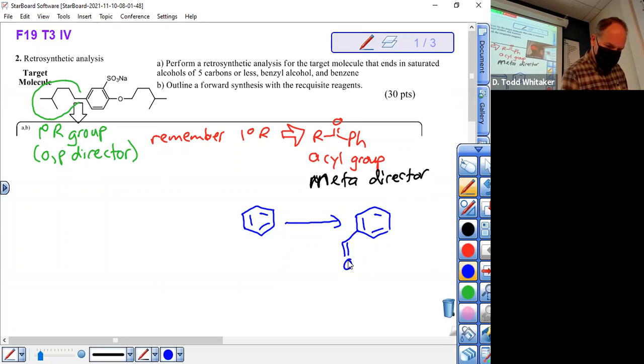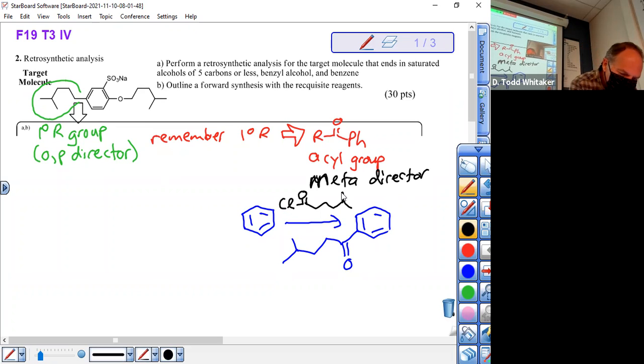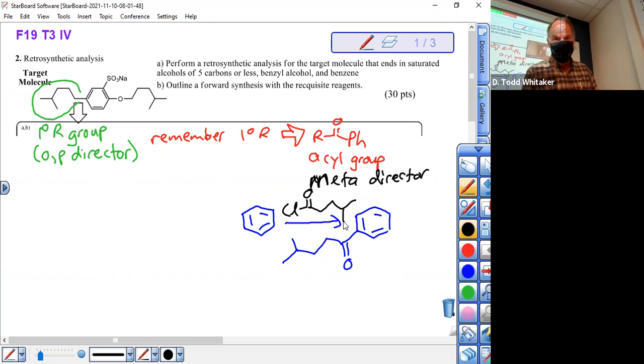Carbonyl. 5 carbons, 1, 2, 3, 4, 5, 6. Oh, 6. We'll have to deal with that later. And that's going to involve acylation, which means you need a chlorocarbonyl. 1, 2, 3, 4, 5, 6, 7. Sorry. Here we go. 1, 2, 3, 4, 5, and 6. And the catalyst for this reaction, the catalyst for putting on carbon groups on benzene, is always AlCl3.